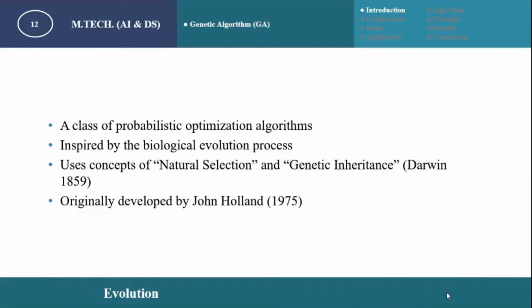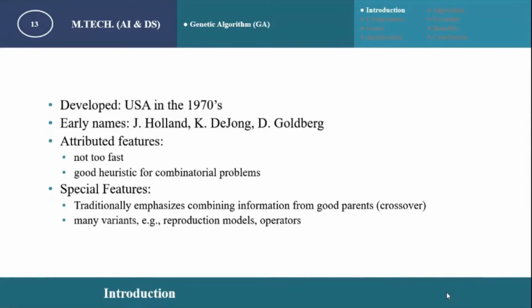And this genetic algorithm was originally developed by John Holland, and his first published work was in 1975 about this genetic algorithm. John Holland, an American scientist, developed this genetic algorithm in the 1970s. And the main people who worked on this genetic algorithm in the early days were John Holland, K. De Jong, and D. Goldberg, and the book published by D. Goldberg is in our syllabus. That is the reference book in our syllabus.